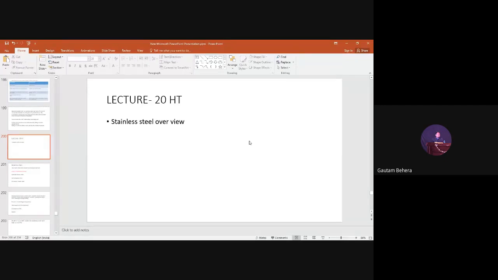So today is lecture number 20 of this heat treatment class, and today's topic is basically on stainless steels. The motivation for the topic is that we'll discuss some heat treatments, or the significance of heat treatment in this, and some problems which we can face during heat treatment of these stainless steels.